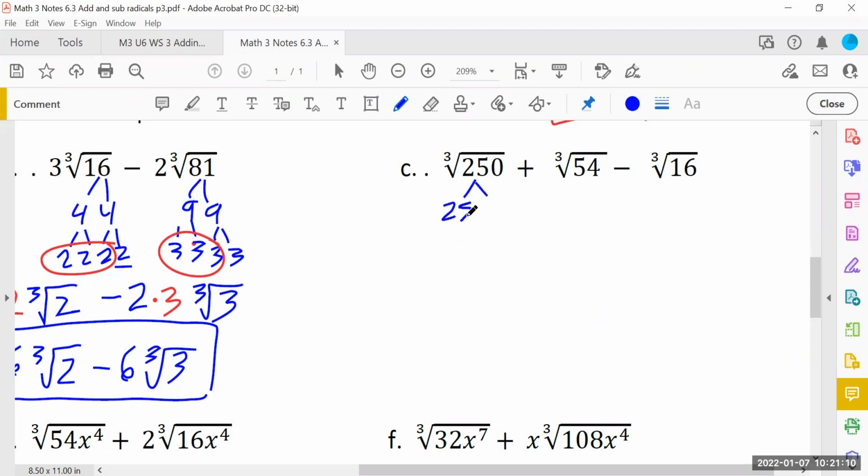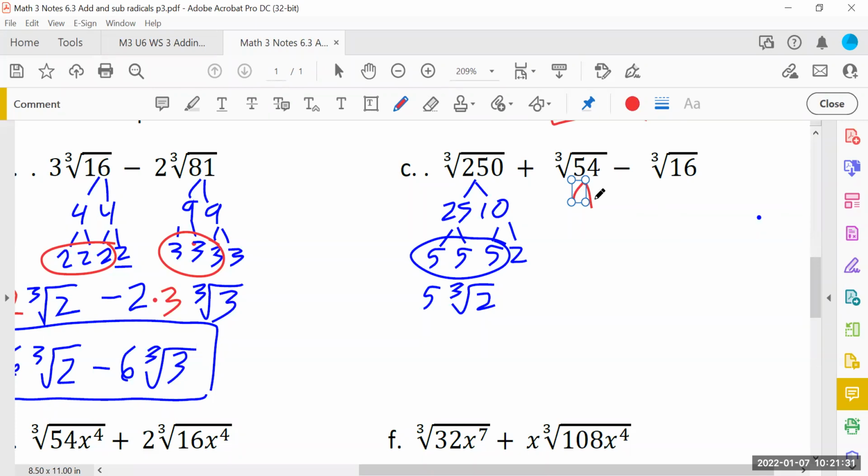250 is 25 and 10. 25 is 5 and 5. 10 is 5 and 2. That's a set of 3 5s. Comes out 5 cube root of 2. Next one, take that 54.